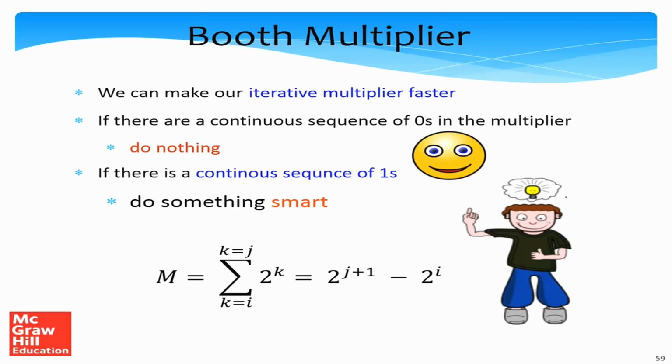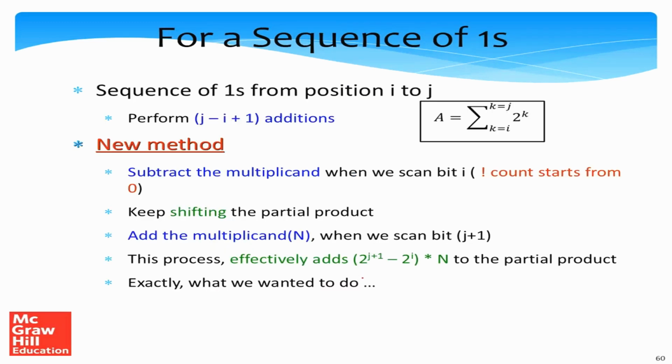Maybe we can do something smart. That's where an idea strikes us. So what's the idea? Let's take a look at this simple identity. Let's consider the sum of 2 to the power k, from k equals i to k equals j, where j is greater than i. If I just do a simple GP summation, it turns out that this is equal to 2 raised to the power j plus 1 minus 2 raised to the power i.